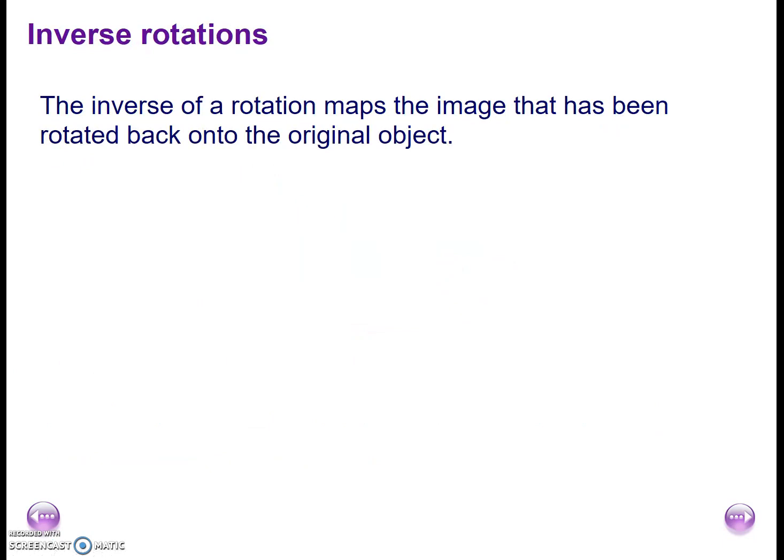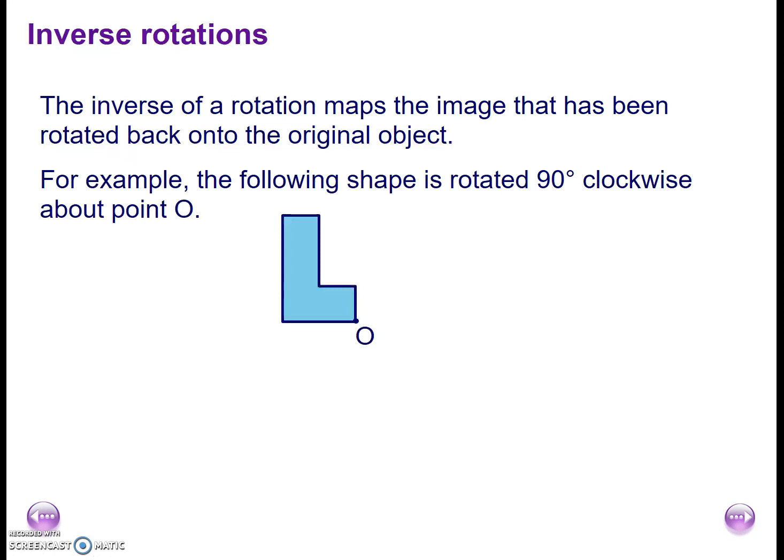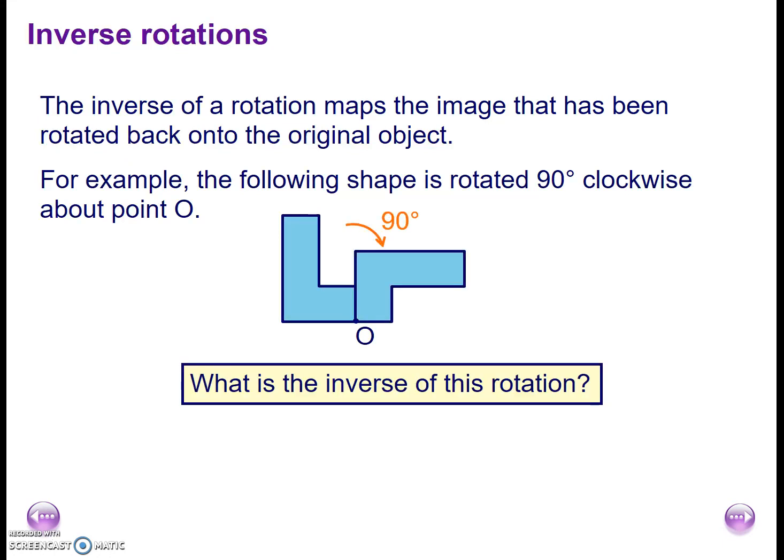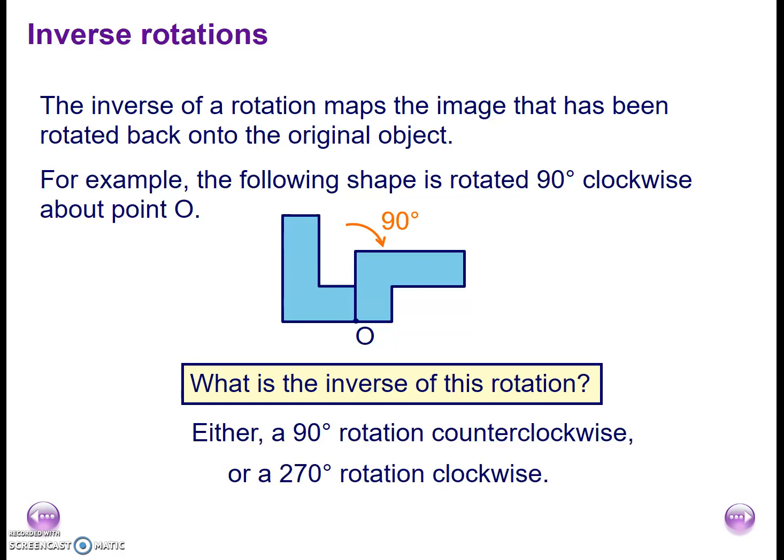The inverse of rotation maps the image that has been rotated back onto the original object. So for example, this shape here, if it's rotated 90 degrees clockwise about point O, then the inverse rotation would be a counterclockwise 90 degrees. Okay, so these are going to be the opposite of each other. We are really going to be sticking to 90, 180, 270, and 360. Those are the types of angles of rotation we're really going to be sticking to for these problems.